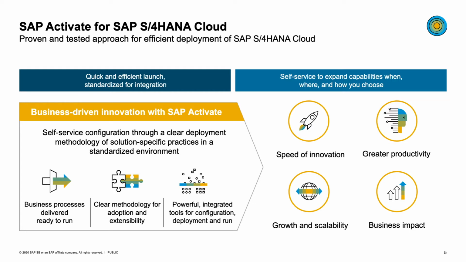And the third component of Activate are the tools that will allow you to configure the solution, test it, deploy it, and run it. Activate has been designed to support our customers to achieve greater speed of innovation in order to achieve higher productivity for their business users. And it is designed to be scalable to support customers of various sizes, whether it's a small deployment in one business unit or multi-country deployment across multiple teams, across multiple geographies of a wider footprint of the solution. All this in order to drive business impact for our customers.